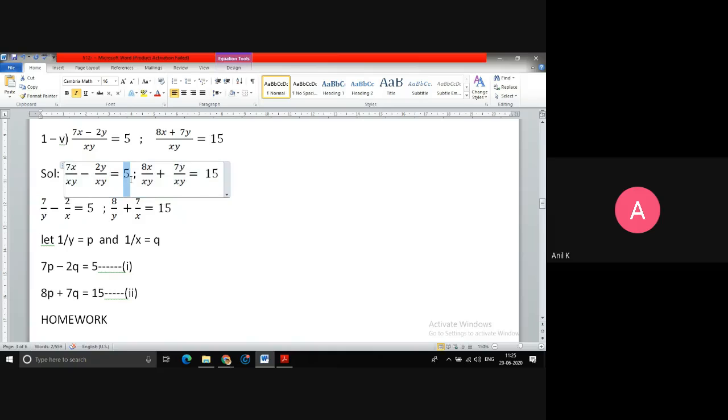The constant 5 is here, and the second equation is also reduced the same way. In the first case, x and x get cancelled, so 8 upon y plus 7 upon x equals 15. Now I'll take 1 upon y equals p and 1 upon x equals q. Then the first equation is 7p minus 2q equals 5, and the second is 8p plus 7q equals 15.